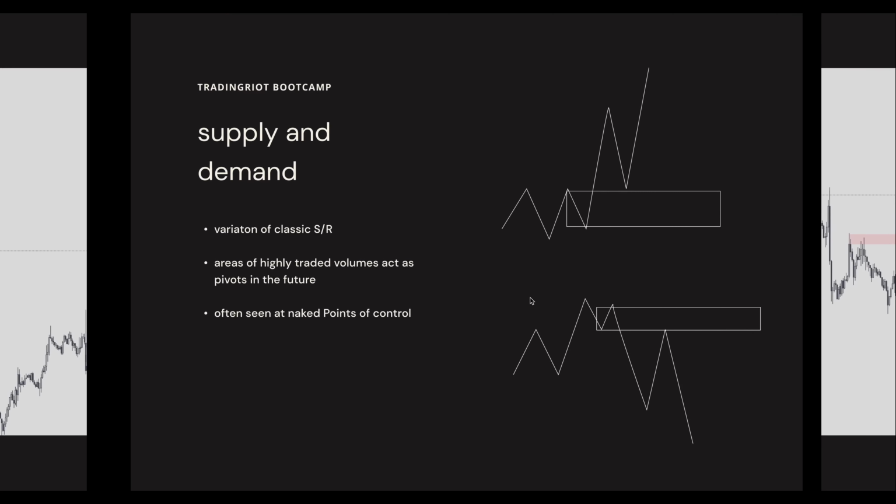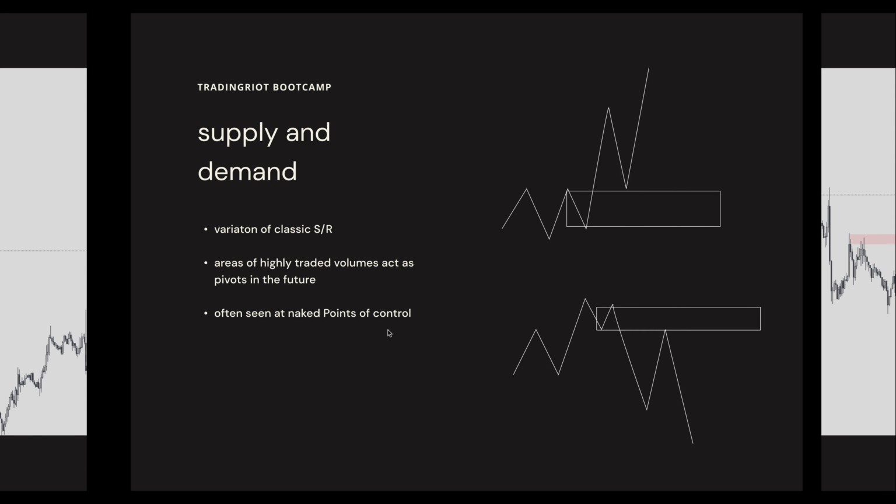The supply and demand is the variation of classic SR, and you might have heard terms such as supply and demand, clusters, the failure to returns, the order blocks, and so on and so forth. In reality, although there are many speculations why these things work and why they don't, they are just levels where the high volumes were executed before the market went into this inefficient state, basically. This is why you will often find naked points of control there.